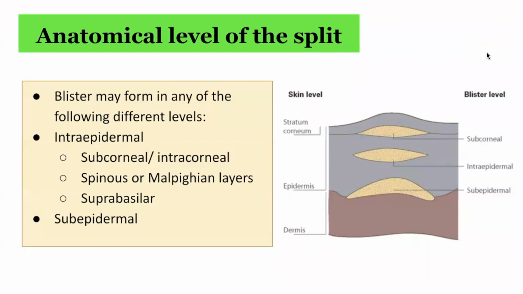Within the intraepidermal split, this can be subcategorized into subcorneal or intracorneal, as well as spinous or malpighian layers, or suprabasilar, which means just above the basement membrane zone. On the right-hand side, you can see a fairly simplified version of the different layers of the skin and where each split occurs.